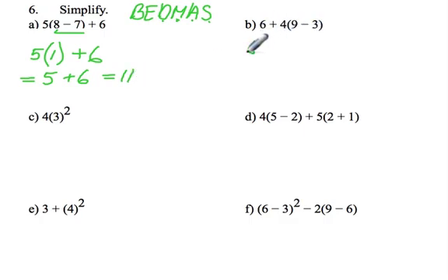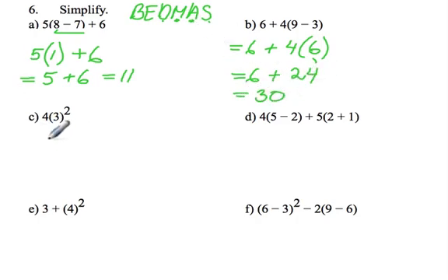Question B. We have 6 plus 4, and in the brackets we have 9 minus 3, so that's 6. Now we have to go on to multiplication before we can do the addition. So multiplication before addition. 4 times 6 equals 24. 6 plus 24 equals 30. Question C. Here is multiplication, and we have to do exponents before we do multiplication. So 4, and now 3 square is 9. Equals, and 4 times 9 is 36.